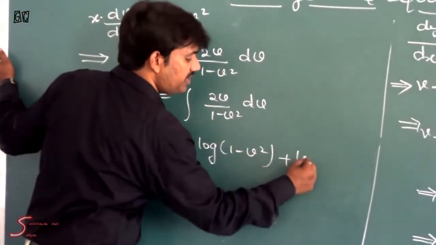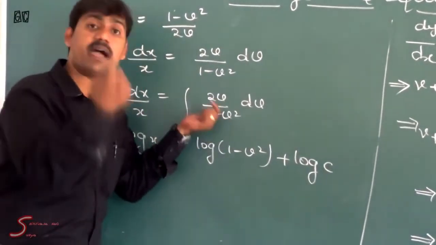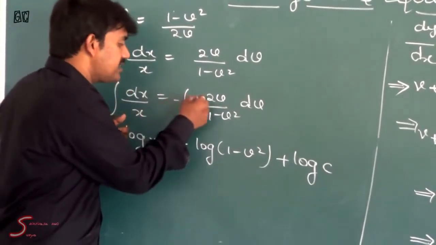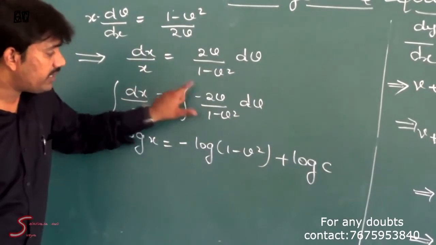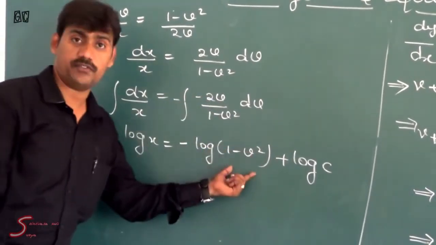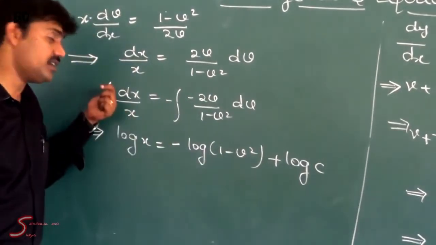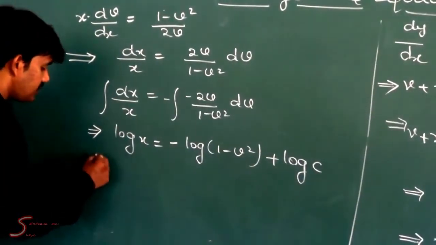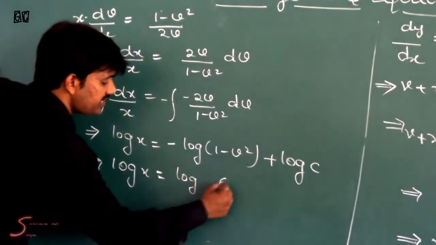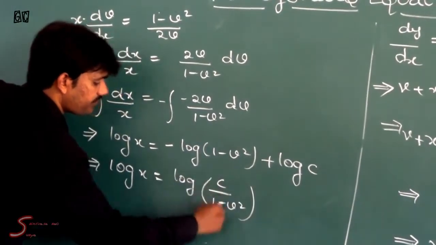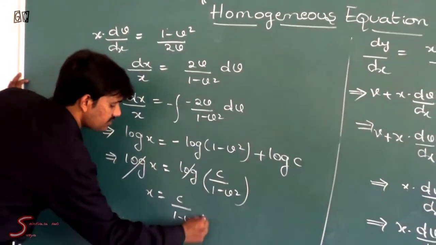Plus, after completion of integration we have to put the constant as log c. The derivative of 1 minus v square is minus 2v. That's why I am going to multiply minus and minus, and again this minus will carry here. The integral of f dash x by f of x is log mod f of x, just like the integral of 1 by x is log x. The same tempo I am going to apply here. The derivative of x is 1. So this can be written as log x equal to log c minus log (1 minus v square), which is log c by (1 minus v square). Log and log cancelled, so x equals c by (1 minus v square).